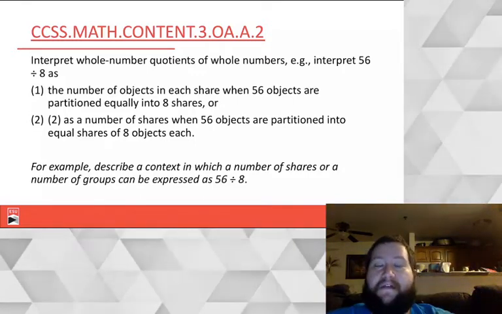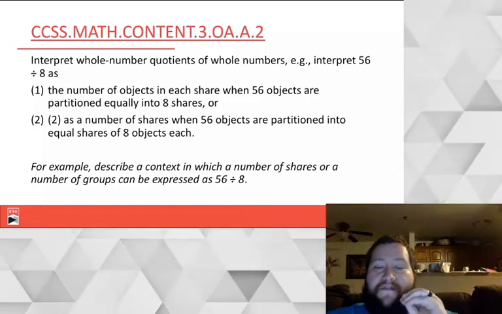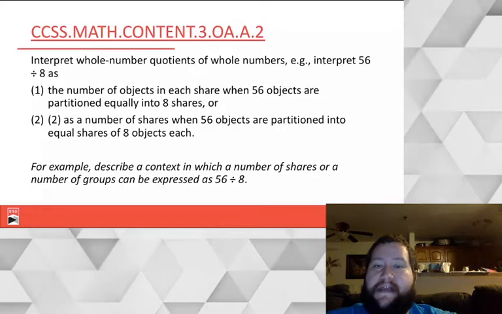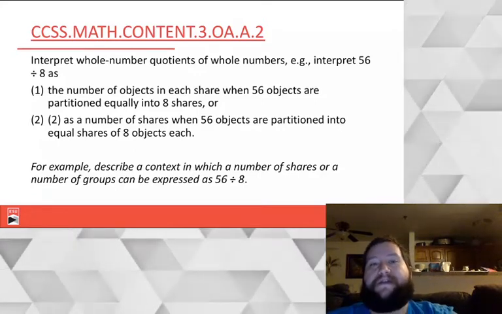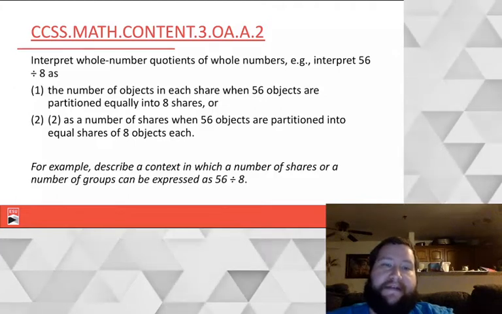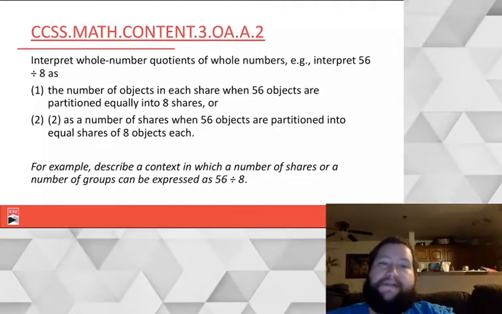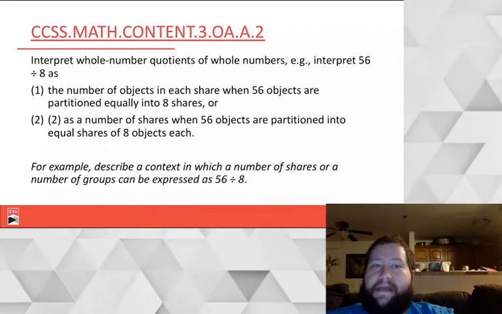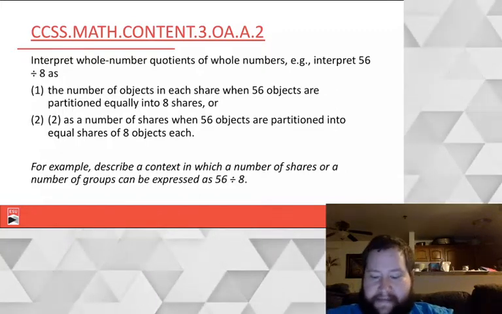And the other is, I have 56 objects. I'm going to give 8 to each person. How many people can I give objects to? And that's precisely these two meanings. And so here it says, for example, children should be able to describe a context in which a number of shares or a number of groups can be expressed as 56 divided by 8.